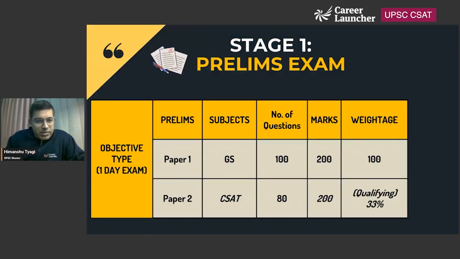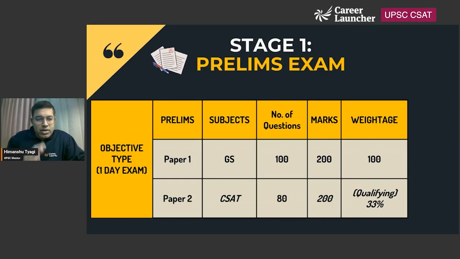So first stage is prelims examination. It is an objective type stage. That means the papers in this stage will have multiple choice questions and you have to mark the right answer out of the options. It is a one-day examination and there are two papers in it. So one day में you have to give two papers. One is called paper 1 general studies. The second paper is called CSAT, or in official language UPSC called it GS paper 2. Now in our video, we're going to call it CSAT for the understanding purpose.